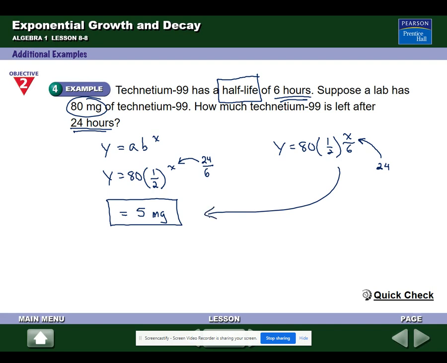Now, one other thing about this example, let's just multiply it out. You started with 80. After one half-life, you have 40. After two half-lives, you have 20. After three, you have 10. And after four half-lives, you have 5. Yes, this is a geometric sequence, and it's why this all fits well into chapter 8. So we just found a sub 5, if it were a geometric sequence, to be 5 milligrams.